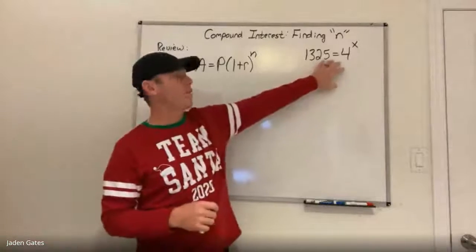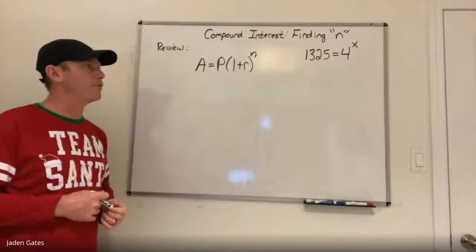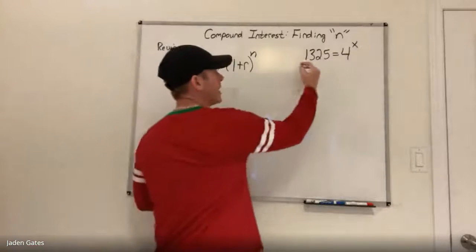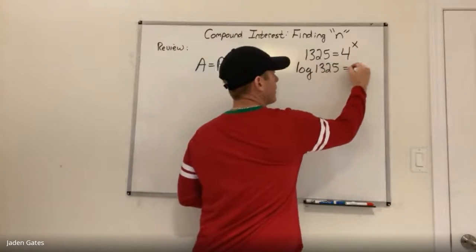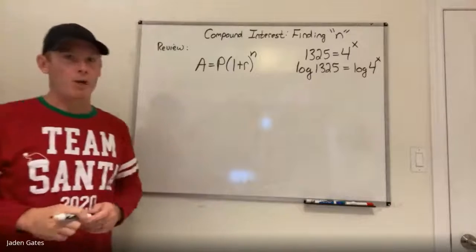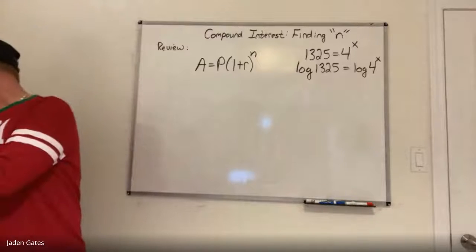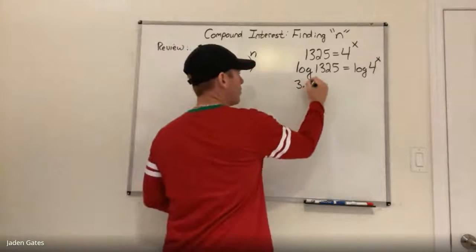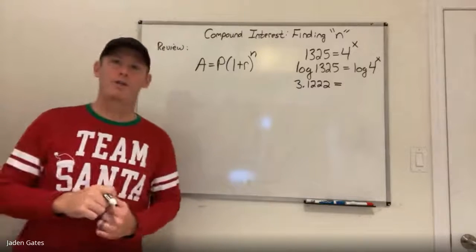So just a little bit of preview. Look at something like this. I've got 1,325 is equal to 4 to the power of x. And again, I want to solve for x. And so what we did last unit was we took the log of both sides. And again, that's because we're solving for an exponent, just like we're going to have to do here with n. All right, now the log of 1325, I can put that in my calculator, and I get 3.1222.